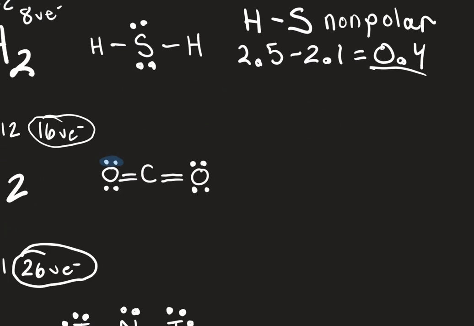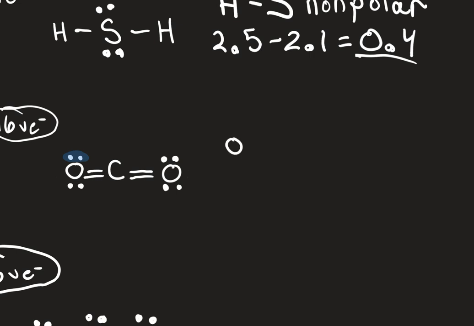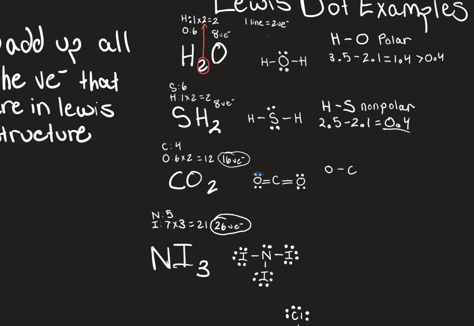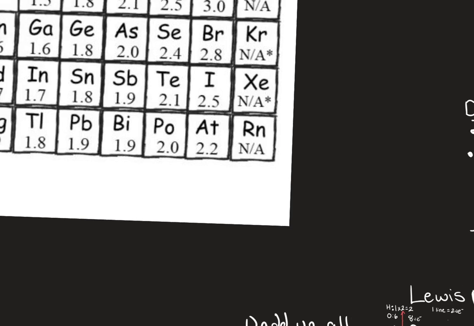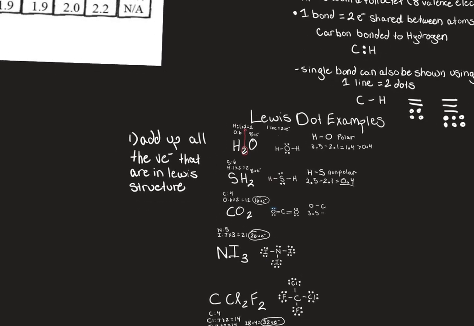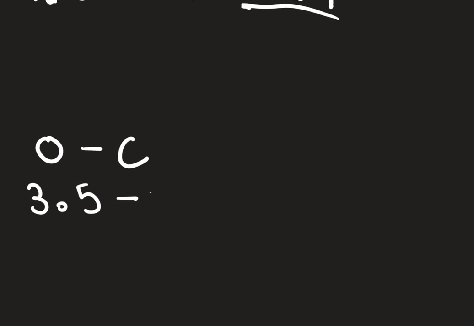I would rather you have a calculator and feel comfortable about your values than not use a calculator and get incorrect values. All right, so now we're going to do oxygen to carbon. When I have a double or triple bond, that does not change the value of my electronegativity difference, okay? So oxygen to carbon bond. Oxygen is 3.5 minus carbon, which is 2.5, equals 1, which is larger than 0.4. So this is a polar bond.